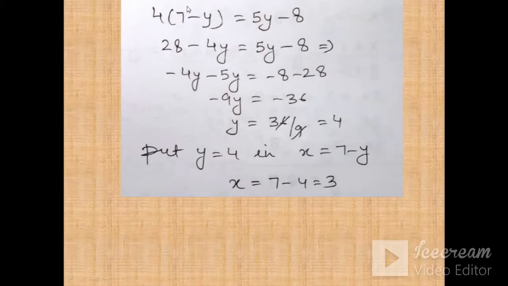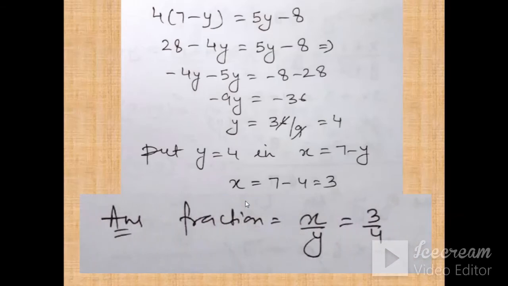So after putting that value 4 equal to 7 minus y, we will get 28 minus 4y equal to 5y minus 8, that is minus 9y equal to minus 36, so y will be 4. Now we will put this value of y in x, so we will get x equal to 3. So finally our fraction will be how much? 3 upon 4.